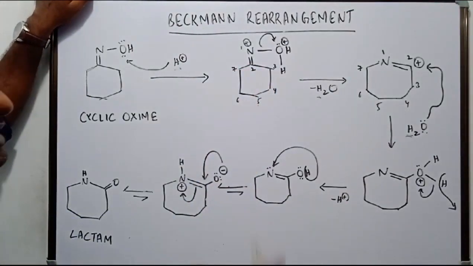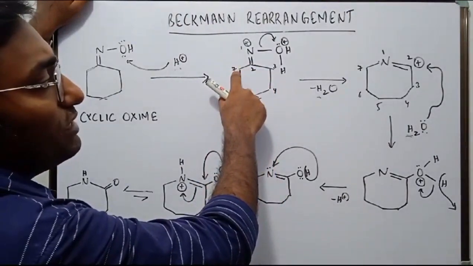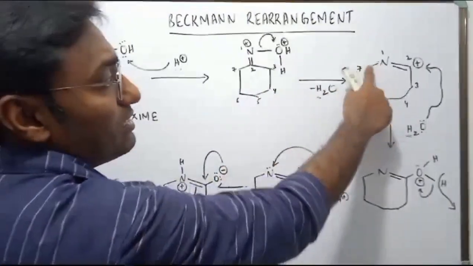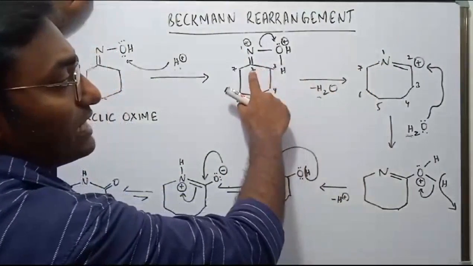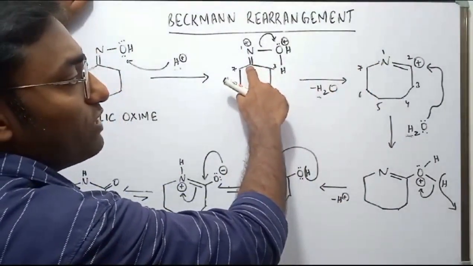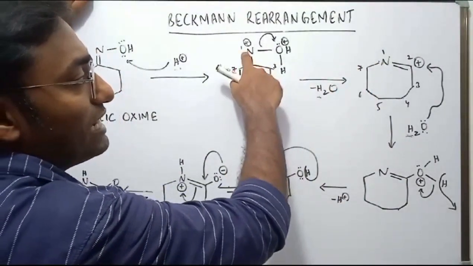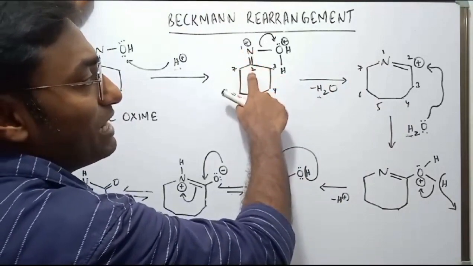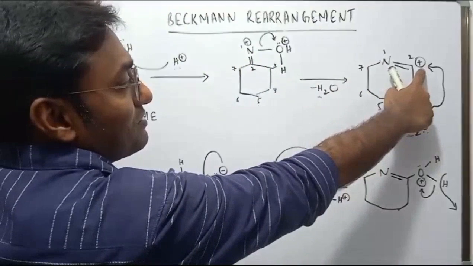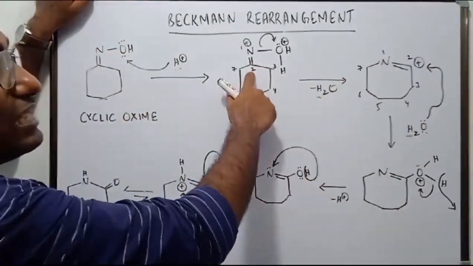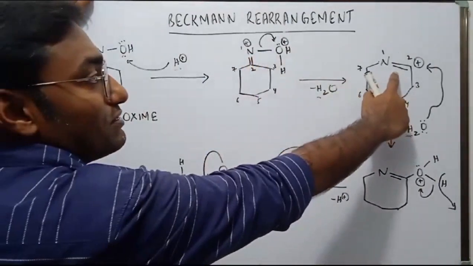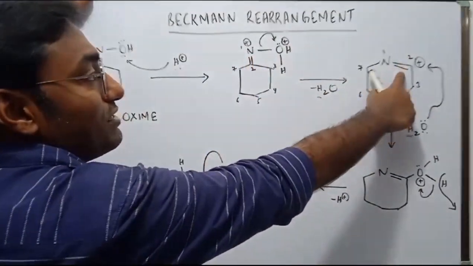If that is the case, then the 7th carbon atom will be attached to nitrogen in this manner, and because the second carbon atom has lost its one electron to the nitrogen atom while forming the bond, the second carbon atom becomes positive. However, the second carbon atom is still attached to the nitrogen atom by a double bond. Here is the double bond.